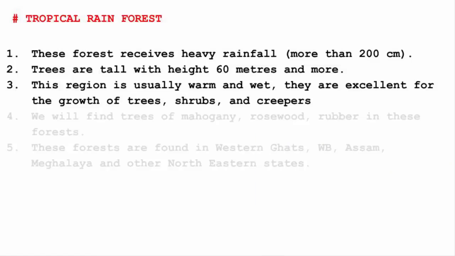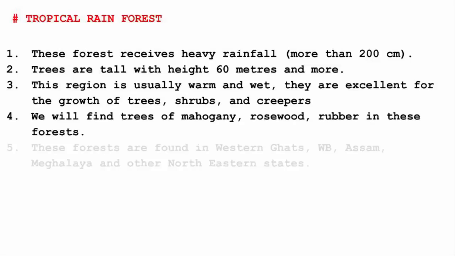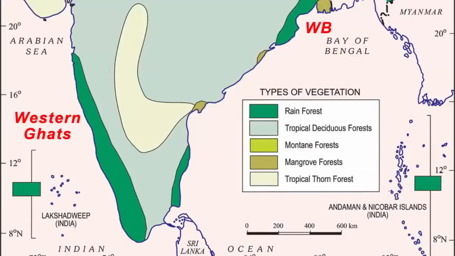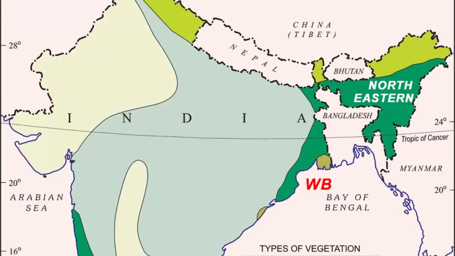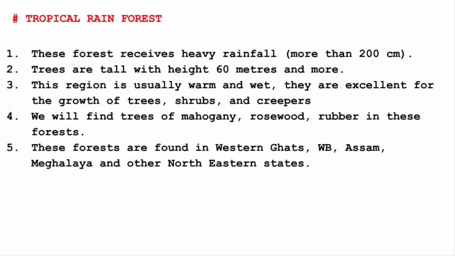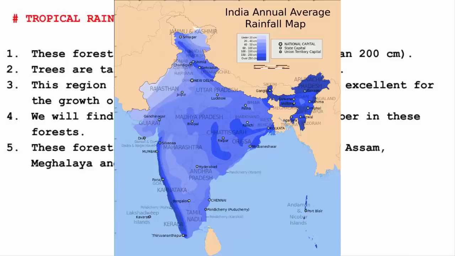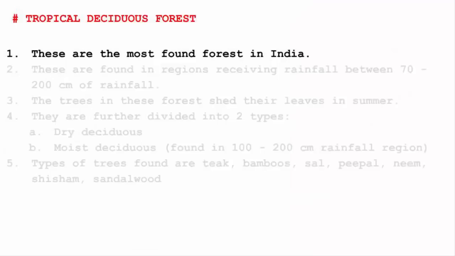The words warm and wet are mentioned because tropical. The meaning of tropical is where there is ample of sunshine. That's why it's very warm over there. And wet because it's tropical rainforest. So if there is rain, it has to be wet. So the type of trees that are found in these forests are mahogany, rosewood and rubber. So these type of forests are usually found in Western Ghats, West Bengal, Assam, Meghalaya and other northeastern states. And we can also conclude by saying that these states are also the places where you have more than 200 centimeter of rainfall.